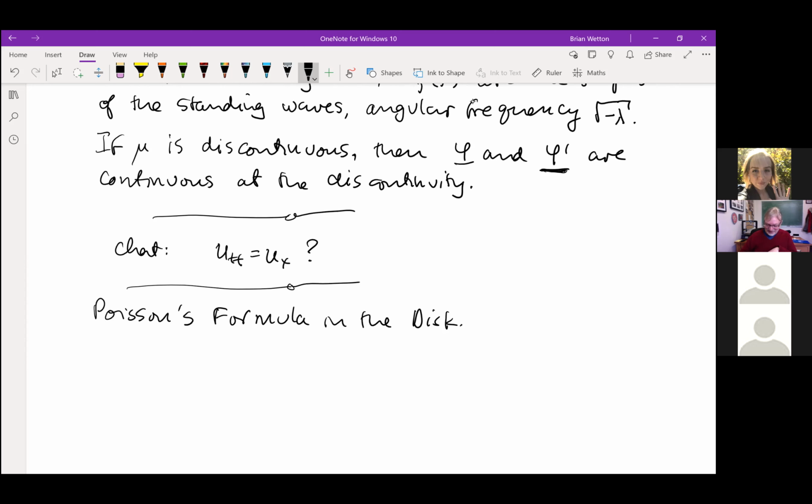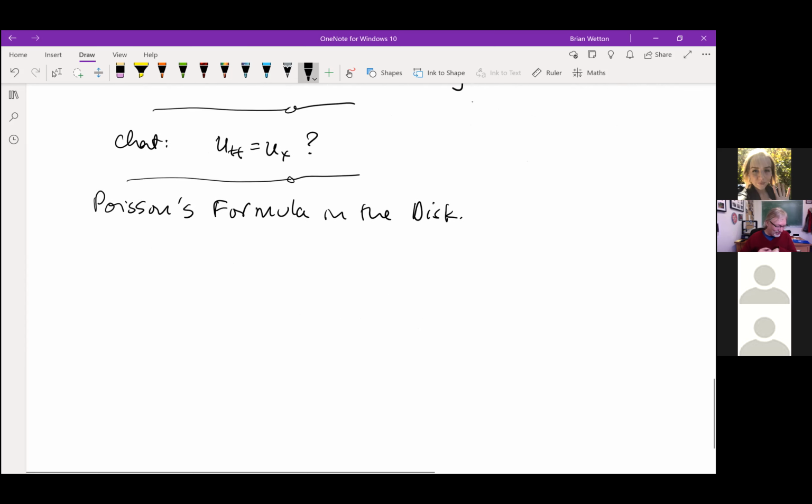And just to be confusing, Poisson's formula is a formula for the Laplace problem. I guess, I don't know. Did Laplace and Poisson know each other? I don't even know if they were contemporaries.